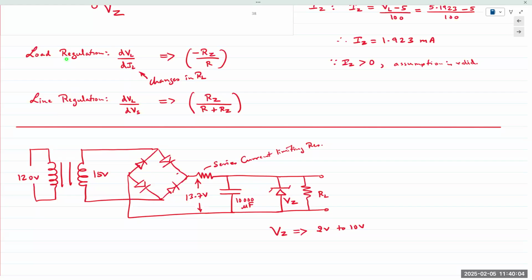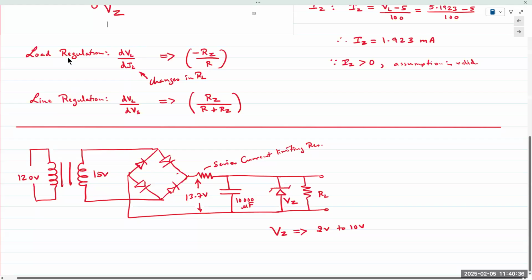If your RL was 1 kilo ohm and now you change it to 2 kilo ohms, your resistance is twice as much, so your current is half. If your current reduces, how much does your load voltage change? Your load voltage shouldn't change. If RL is 2 kilo ohms, your voltage VL should still be 5 volts. If RL is 5 kilo ohms, depending on the design of the circuit, VL should still remain 5 volts. So the change in VL, 5 minus 5, is 0, and should remain at 0 for ideal Zener diodes.